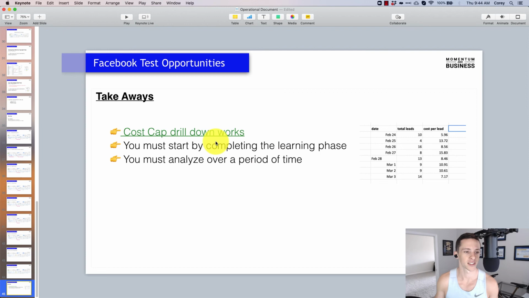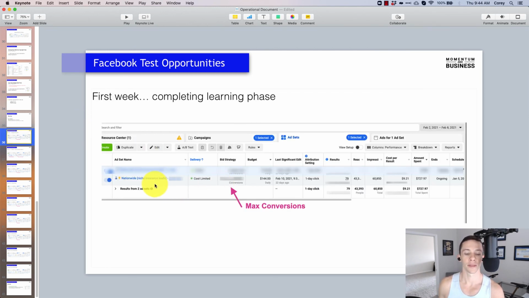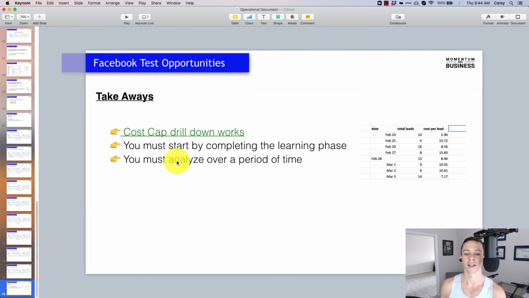All right, and you must start by completing the learning phase. I can't stress this enough. Going back to the very beginning of this, I let things run for a week, completed the learning phase, and then applied the cost cap. If you don't complete the learning phase, your ads will pretty much always fizzle out when you stick the cost cap on it. And finally, you must analyze over a period of time.